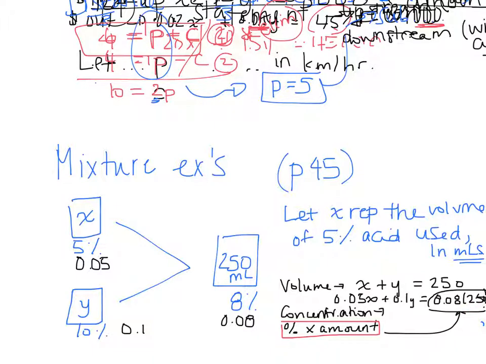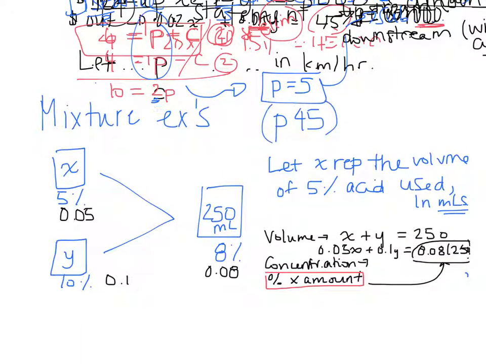The next step in this question would be to expand and simplify these two equations. The first equation is x plus y equals 250, and the second equation would be 0.05x plus 0.1y equals, now we multiply 0.08 times the 250 and we get 20. So those are our two equations.